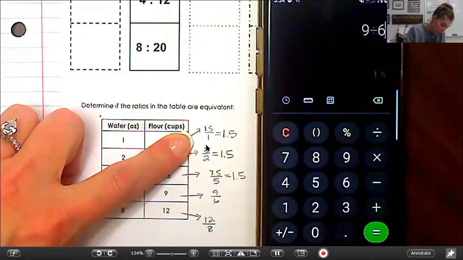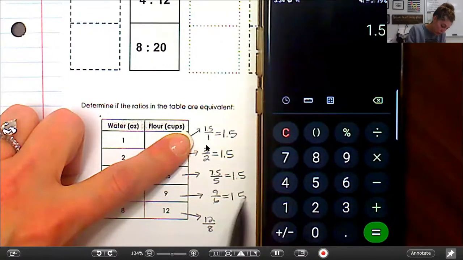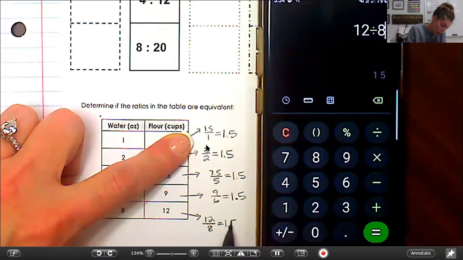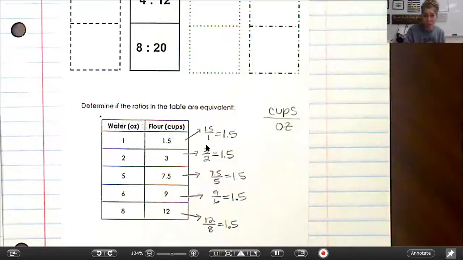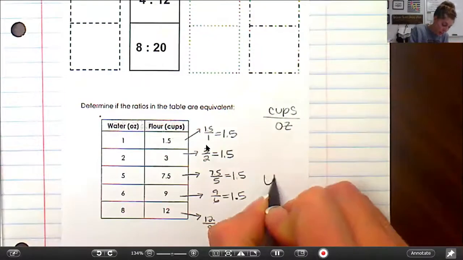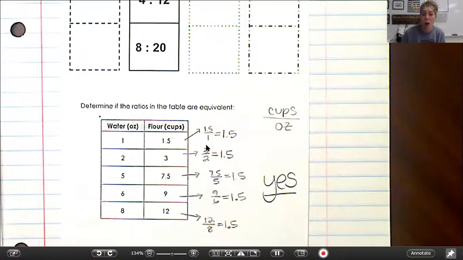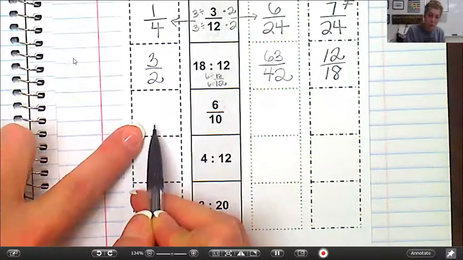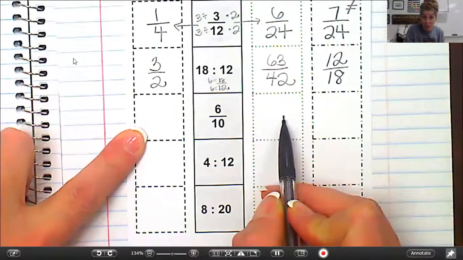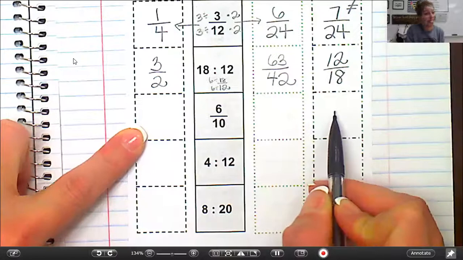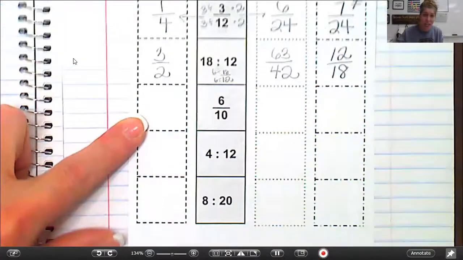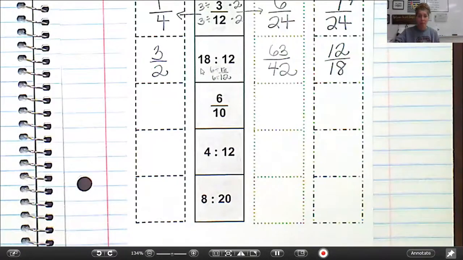9 divided by 6, 1.5. And then 12 divided by 8, 1.5. So I have determined by setting them all up the same that yes, all the ratios in this table are equivalent. Now remember again, your goal is to try to simplify, create an equivalent, and then create one that is not equivalent to technically these 3. Okay. So I'm going to leave that right there.